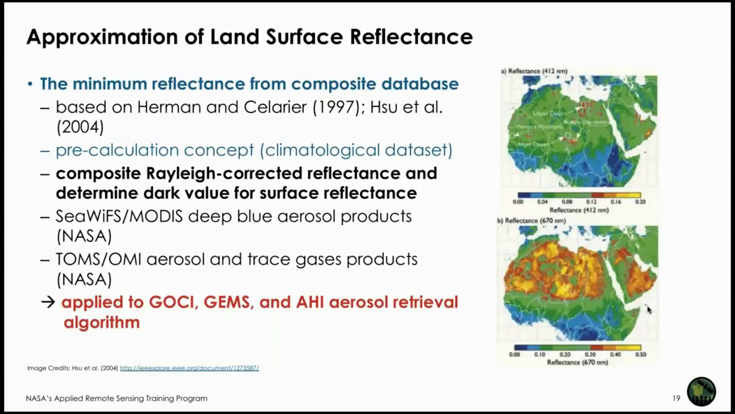The second concept is the minimum reflectance technique from a composite database. This is the pre-calculation concept. We can think of this as a climatological database. Each scene has cloud or aerosols, so it is hard to get surface reflectance directly. But if we combine each scene during a month and composite that data as one data set, then we can get clear pixels to get surface signals.